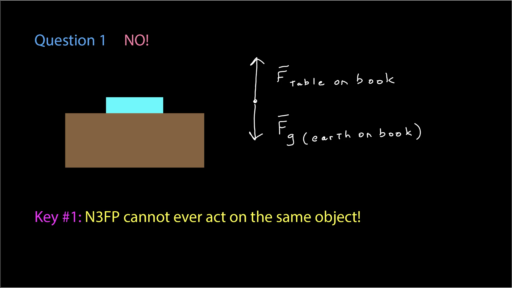That brings us to key point number one. The forces in a Newton's third law force pair cannot ever act on the same object. Here, both of the forces were acting on the book, which means they cannot be a Newton's third law force pair.